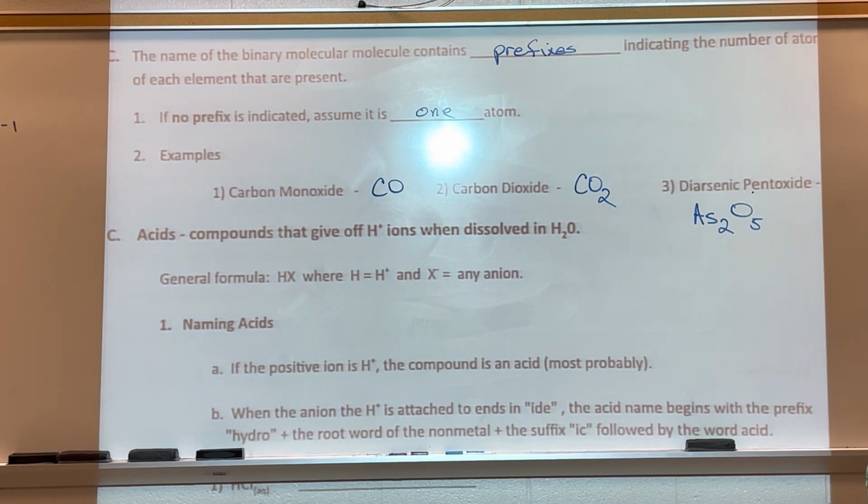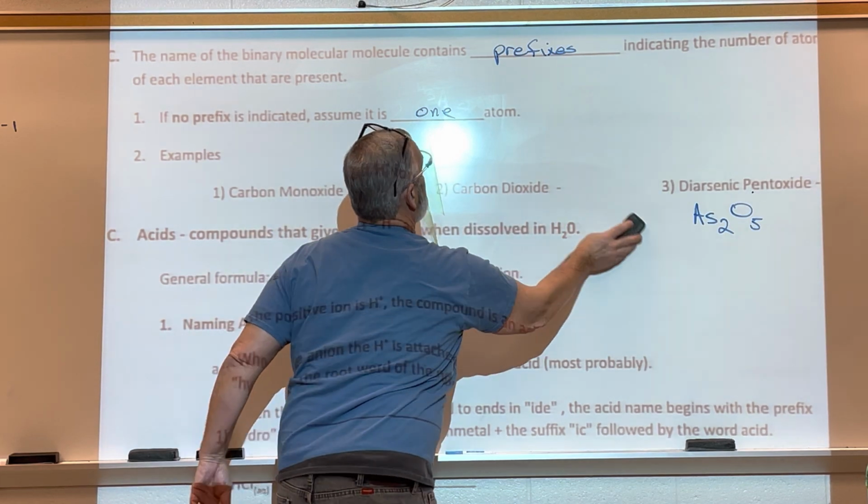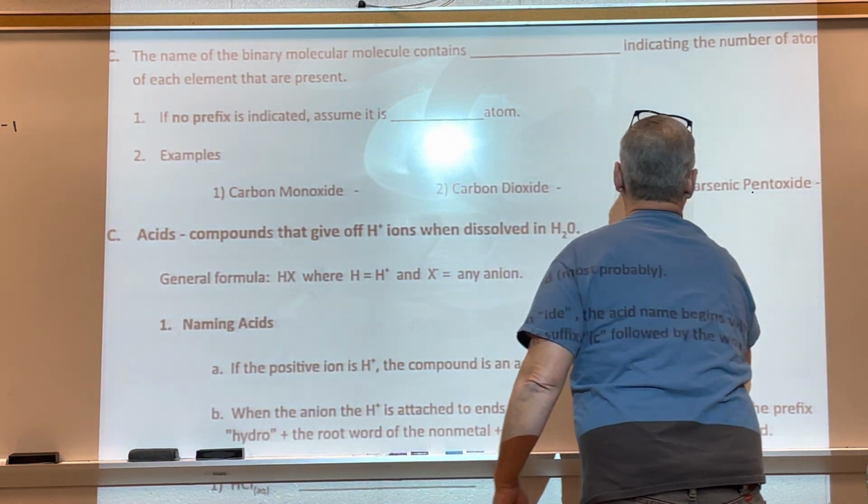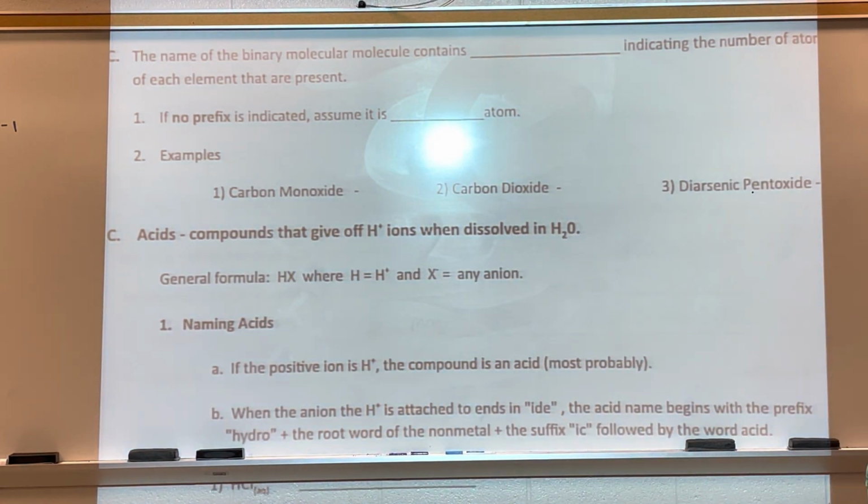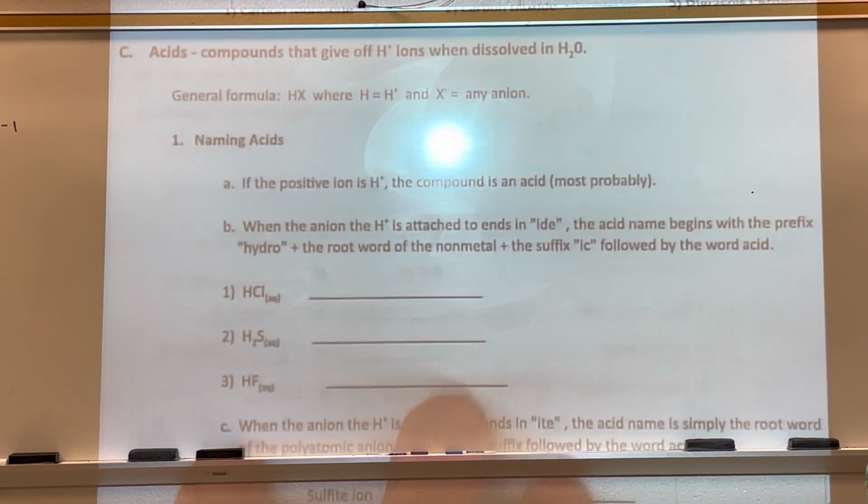All right. So we'll practice some of that on the sheet. You know, I'll give you another practice sheet of things to name. All right. Last one. Naming acids.